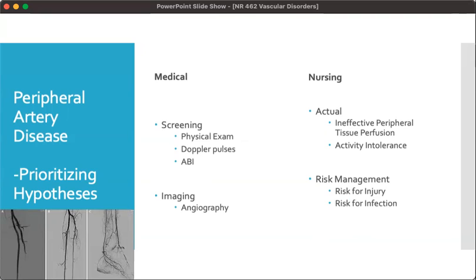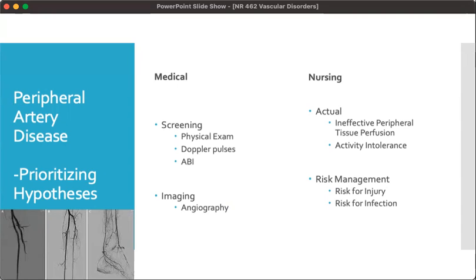On the nursing side, some of the diagnoses we use are ineffective peripheral tissue perfusion, activity intolerance. So the tissue perfusion is talking about the kind of trajectory of the disease and like what it actually is. You know, we're not getting blood flow to the distal extremities. The activity intolerance is really speaking towards that intermittent claudication kind of symptom that patients have.